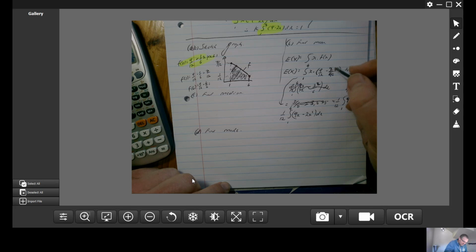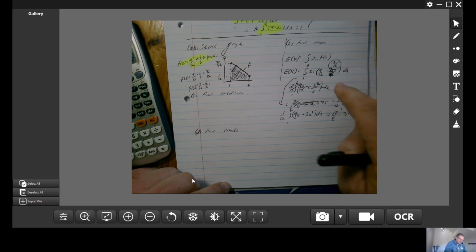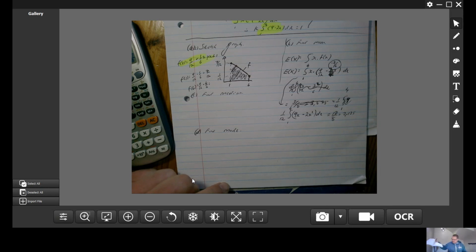So you could have left it like this, 9 over 12 minus x over 6 with respect to x. Whichever way you did it, whether you took out the constant or not, you should get an answer of 17 over 8, which is approximately 2,125. All I did was put x over 12 instead of x over 6 in my calculator. So you should get an answer of 17 over 8, which is 2,125.